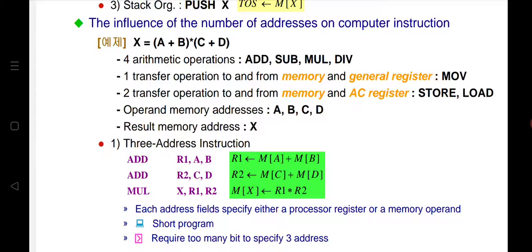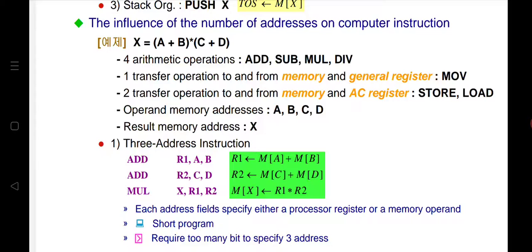Next, I need to perform R1 into R2, and the result should be stored in my destination, the memory address X. What instruction will I use here? Multiplication means MUL, M-U-L. The destination is memory address X, and the sources are R1, R2. So it goes to the X memory address and stores the resultant value, which is the multiplication of R1 and R2.